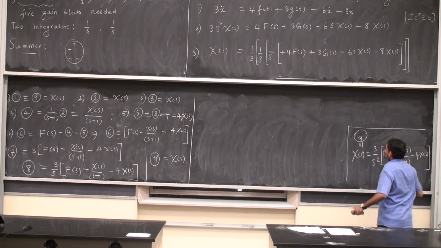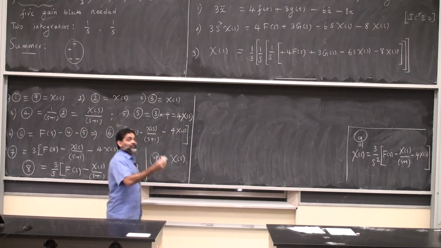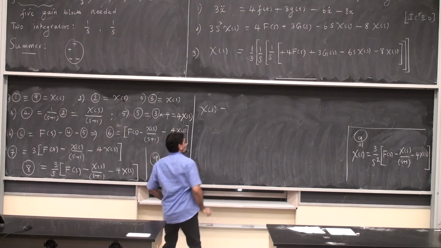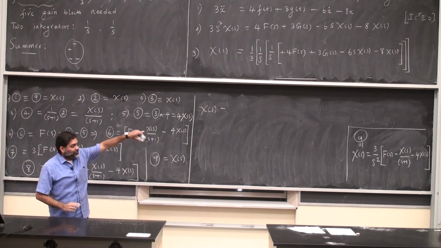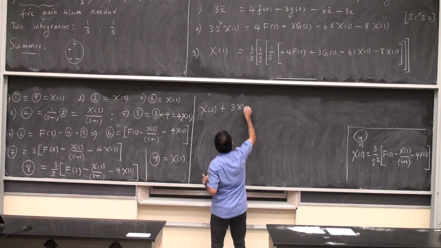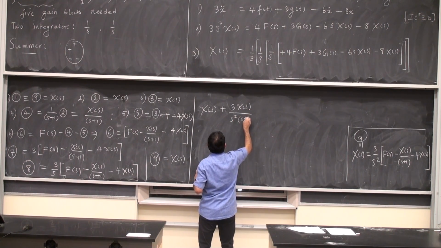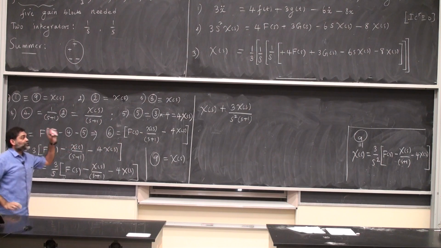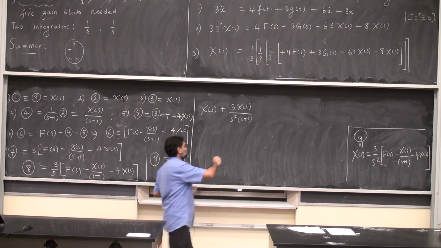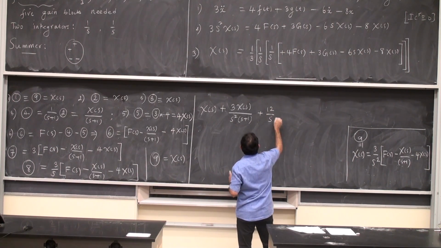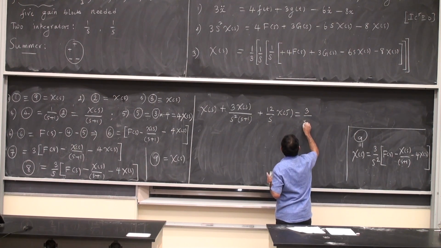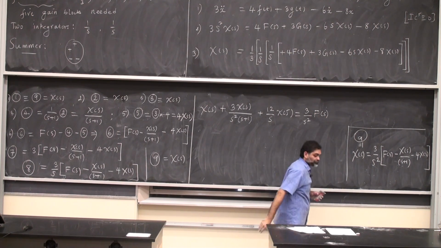Work with this. Take the x of s as common factors, multiply, and bring them onto the other side. So I have x of s, 3 times x of s, s squared, s plus 1, plus 3 times x of s, s squared, s plus 1. What am I doing? I'm taking a 3 by s squared, spreading it inside the brackets, and then taking all the x of s terms common. Bring them onto the left hand side. What do I have? 12 by s, x of s is 3 by s squared, f of s.